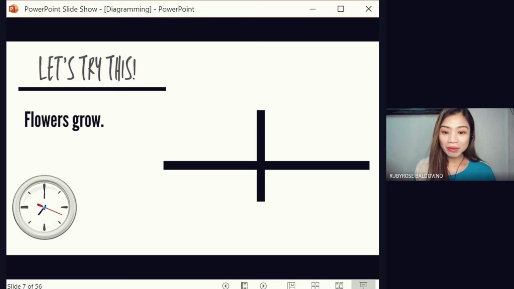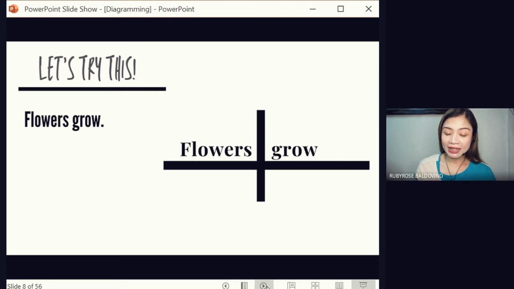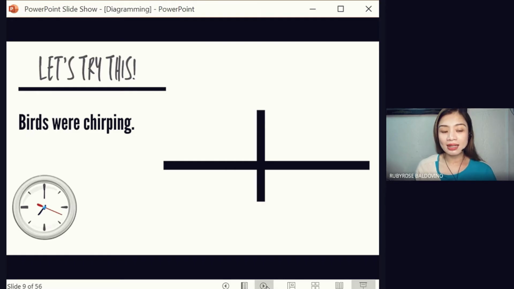Flowers grow. How are you going to diagram this sentence? I'll give you 5 seconds. So we have the subject flowers. That should be placed on the left side, and we have the verb grow, which should be placed on the right side. Now, how about this sentence?